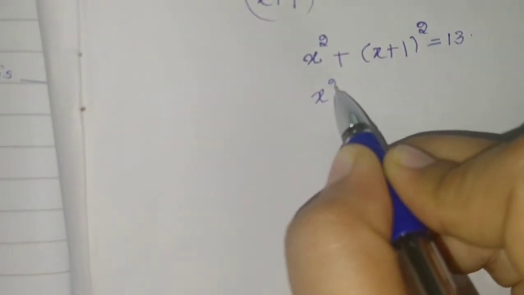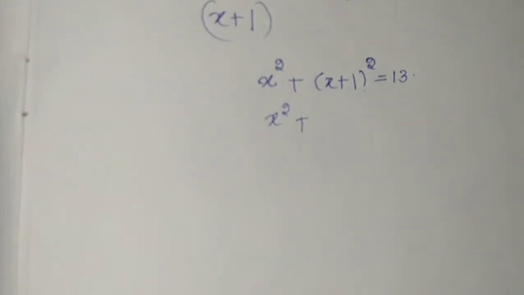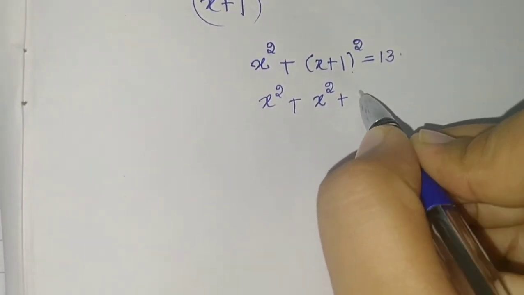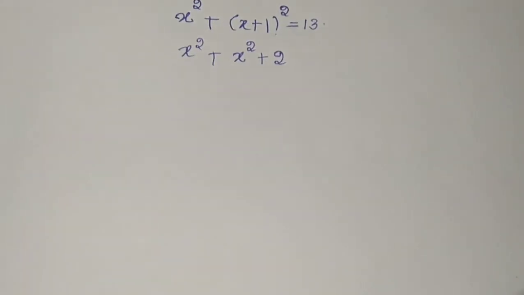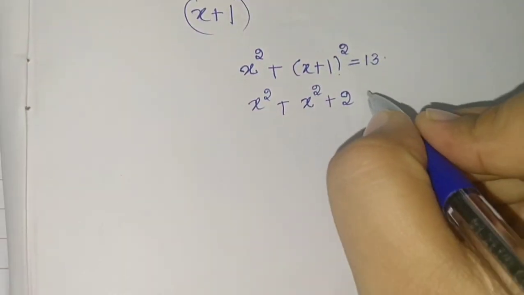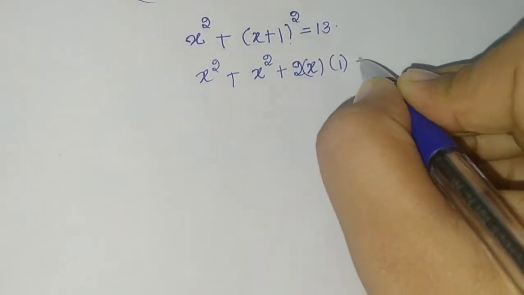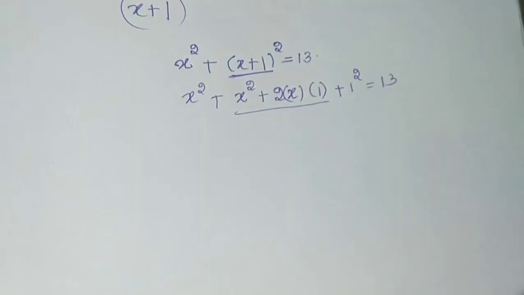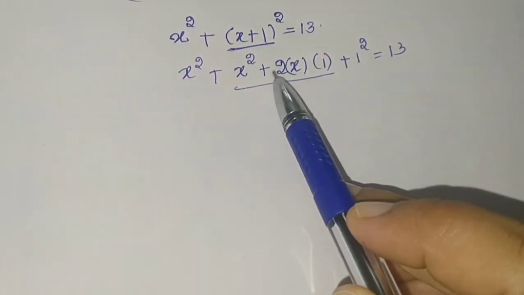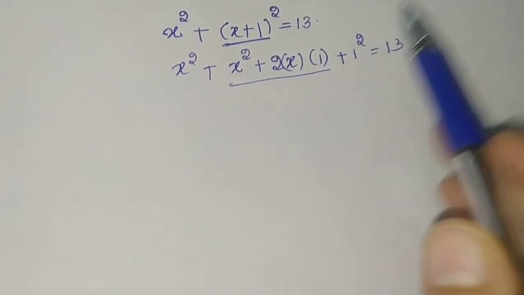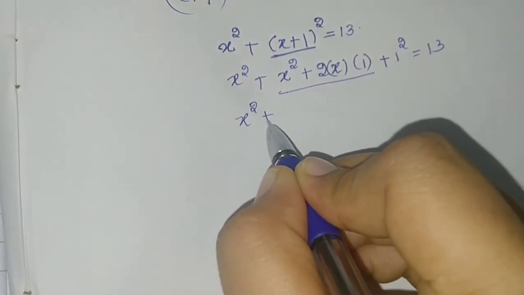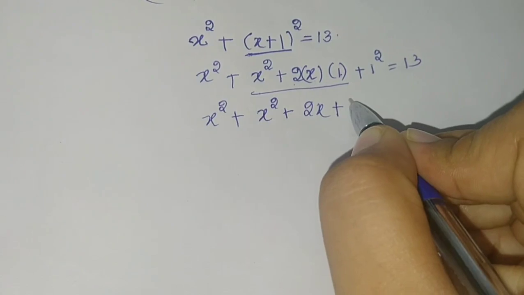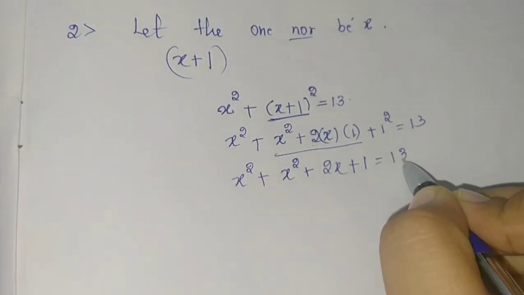Okay, so x square plus (x plus 1) the whole square. So this one you can easily split by using the identity x square plus 2 into x into 1 plus 1 square is equals to 13. So since this one is in the form of (a plus b) the whole square, that will be is equals to a square plus 2ab plus b square. Okay, so now we will see x square plus 2x into 1 is nothing but 2x, plus 1 square is nothing but again 1. So this will be is equals to 13.